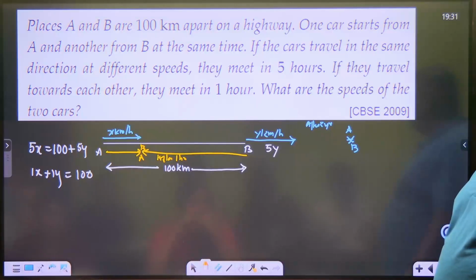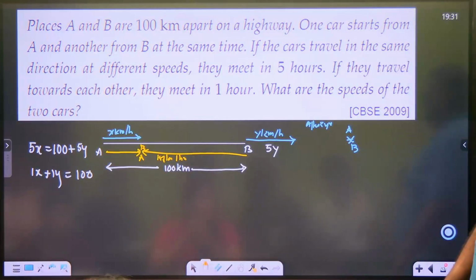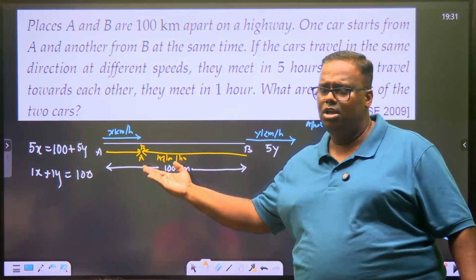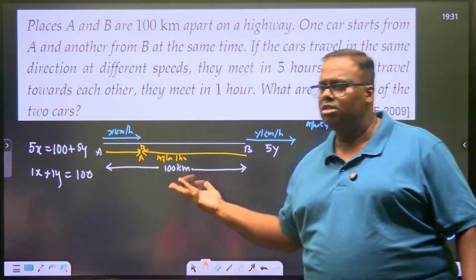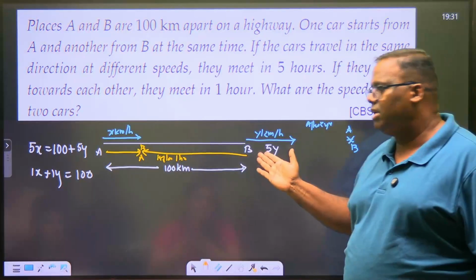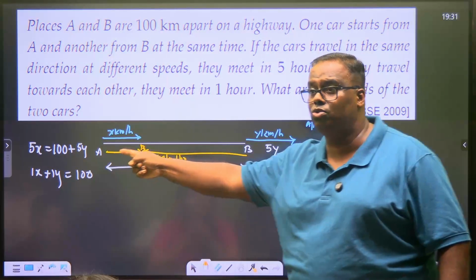Clear? Could you solve it? What are their speeds? 60 and 40. So the answer is correct. In 60 he'll travel 60 kilometers. 40 wala will travel 40 kilometers. 60 plus 40 is how much? 100. Who came 40? Beta, 60. Acha, who will be 60? Obviously this fellow should be 60 because usko zyada jana hai.